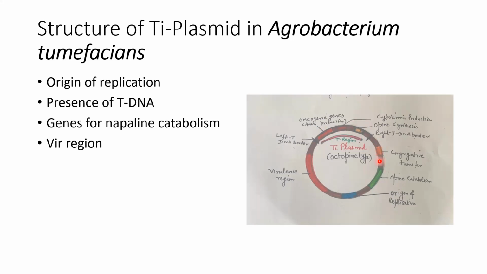Then this region is called the virulence region. Without the virulence region, the T region will not be transferred into the host plant. So the virulence region is also an essential region of the Ti-plasmid. So this is the structure of Ti-plasmid.